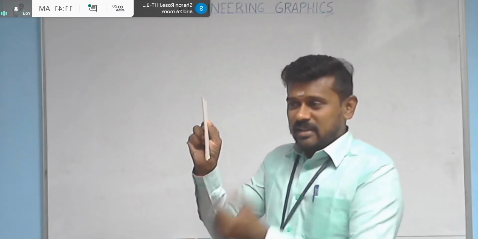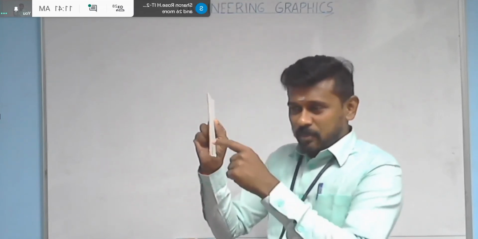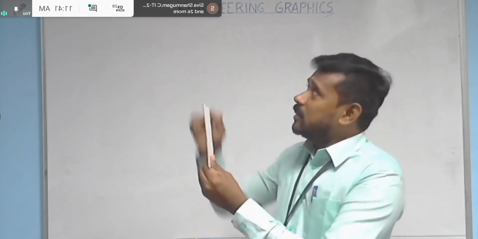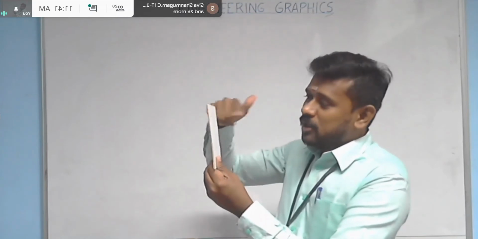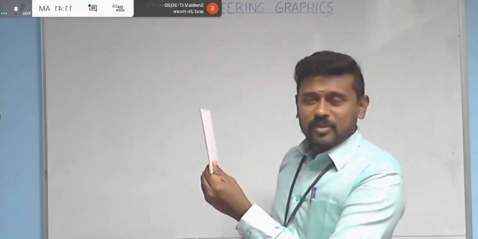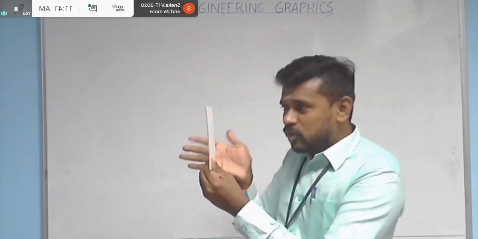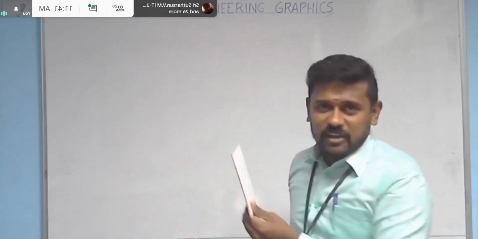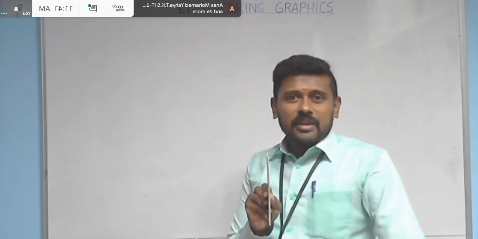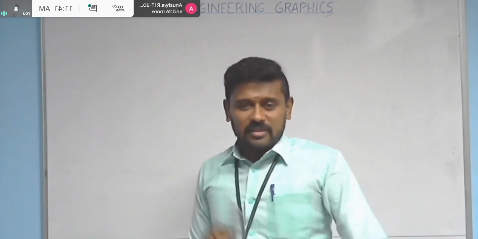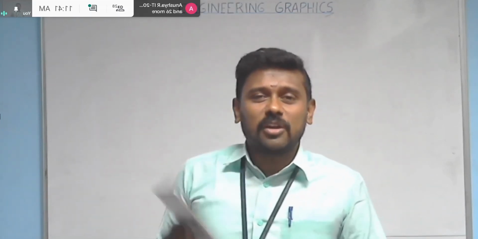Now you can see this plane surface is perpendicular to HP. At the same time, if you view it from the top, it is perpendicular to VP also. So in this way you can make this plane surface perpendicular to both the horizontal plane and the vertical plane. If you make it so, in either front or top view, you can't see the shape of the plane. You are going to see only a straight line. This is what you need to recognize by your practical vision.